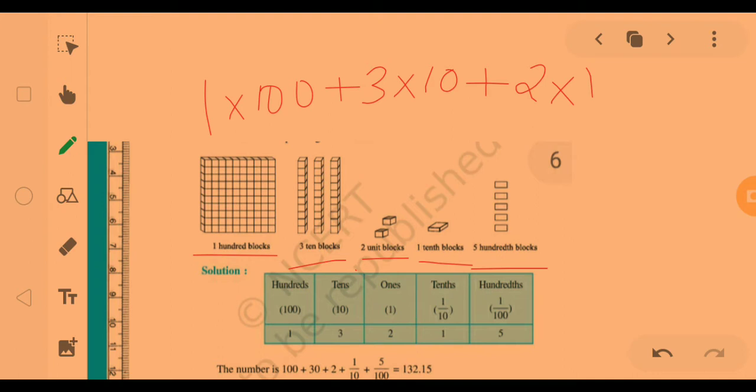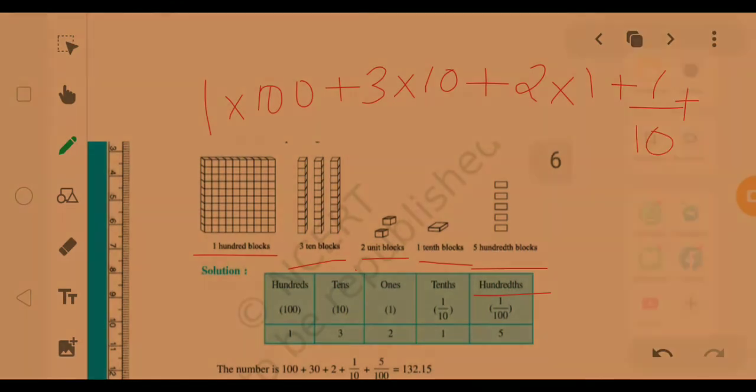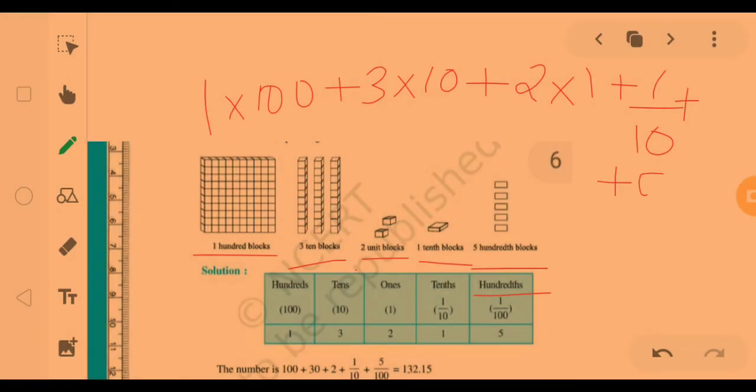Then after that, tenths blocks. Tenths is the first place on the decimal side. So we write plus how many blocks? Tenths, 1 block, so 1 upon 10. After tenths, you know that it is hundredths. How many hundredths blocks are there? There are 5 hundredths blocks, so 5 upon 100. So in short, how do we write this number?